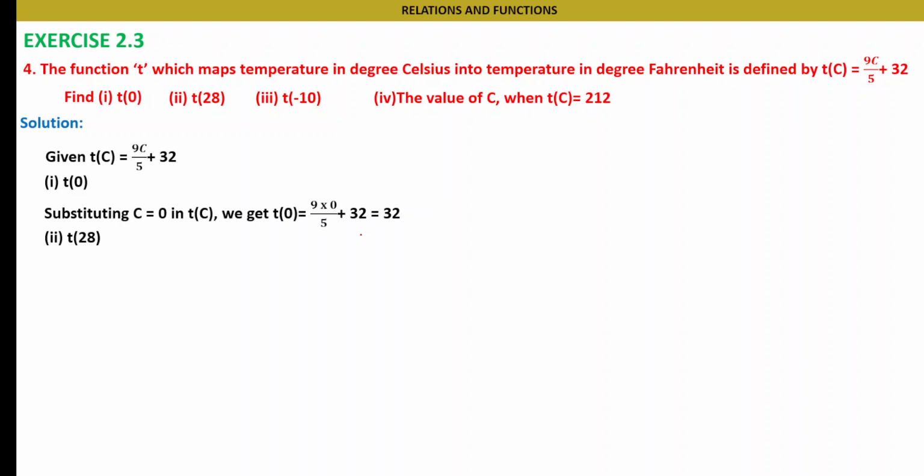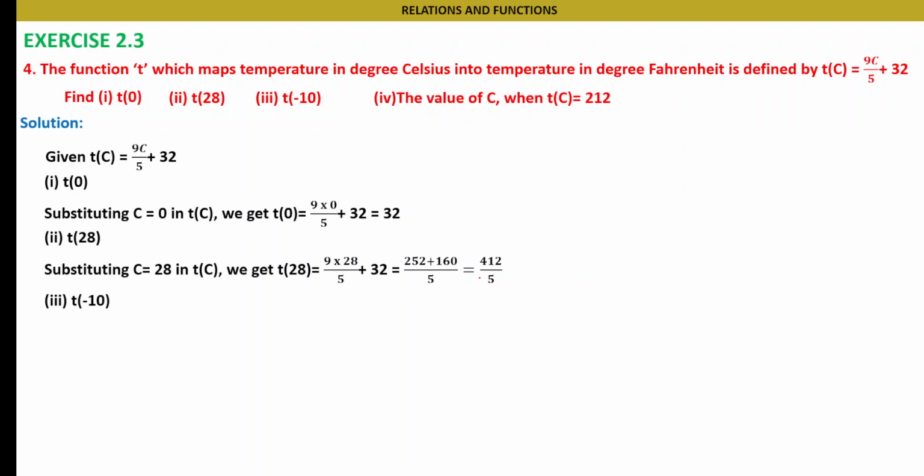Next, T of 28. Let us substitute c as 28 in T of c. We will get T of 28 as 9 into 28 by 5 plus 32. 9 into 28 is 252. By taking LCM 5, here 32 into 5 is 160. So, 252 plus 160 divided by 5. 252 plus 160 is 412 divided by 5.